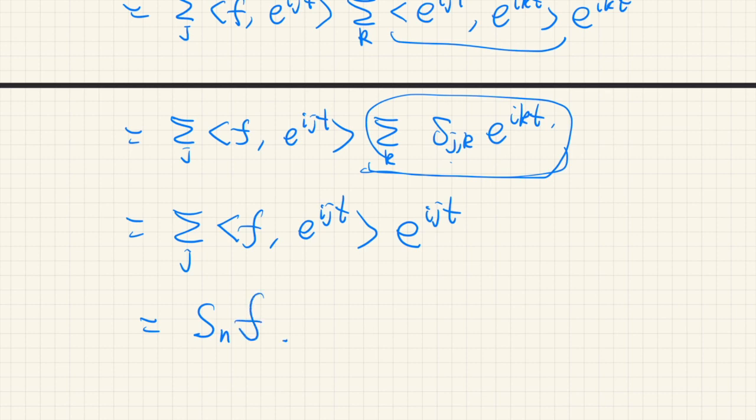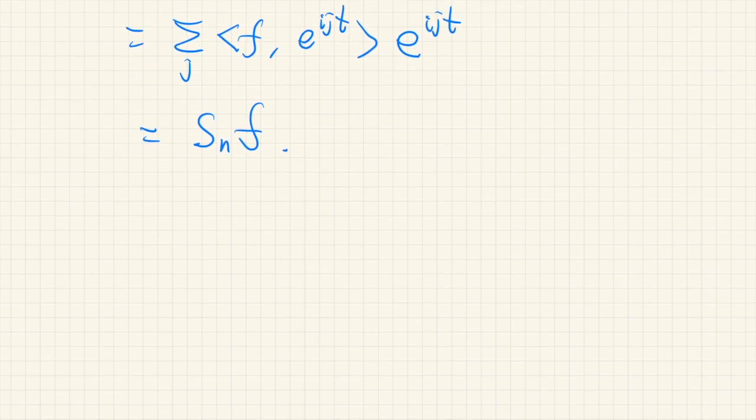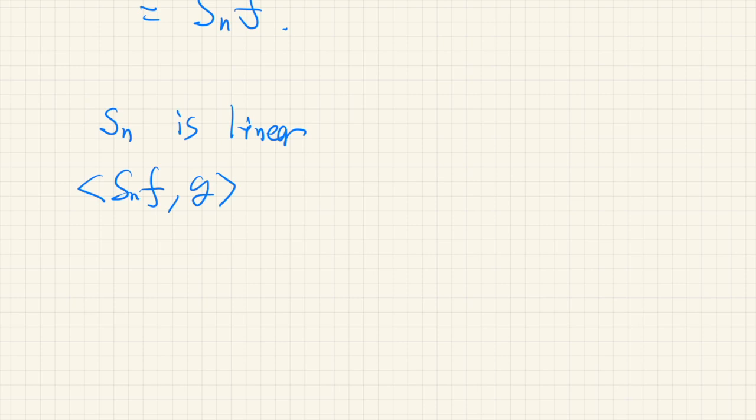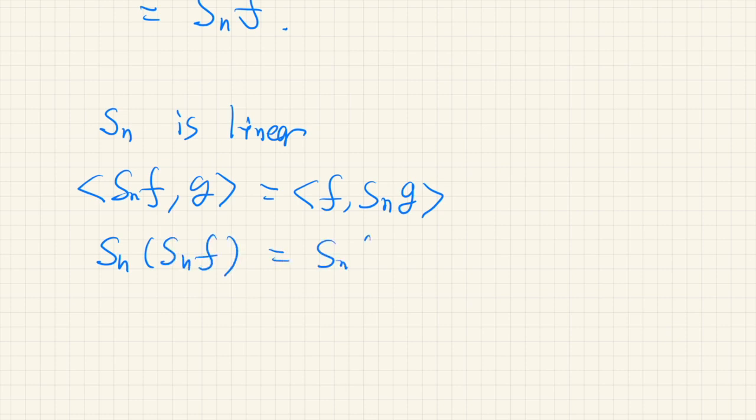And we are done. So let's review these three properties. First, we had Sn is linear. And we had this: we can swap the places of Sn in the inner product. And we also saw that Sn is idempotent. So we have these three properties.